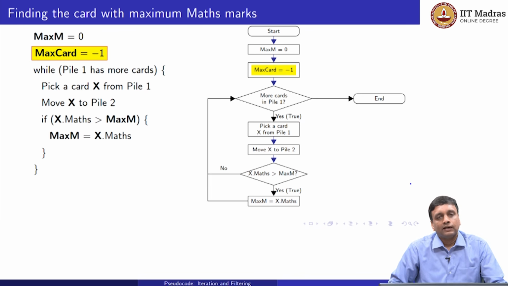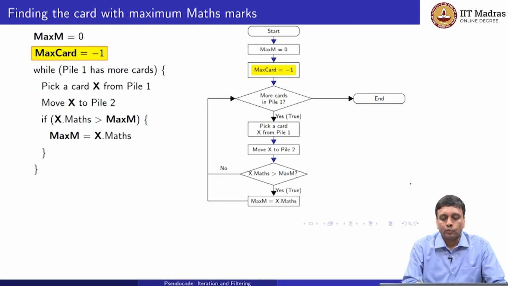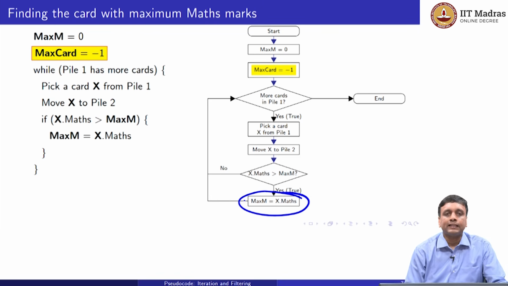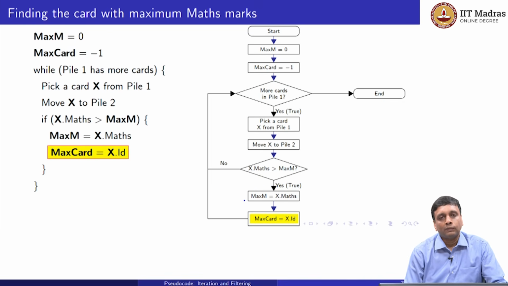Having initialized this, now we only have to do one more thing, which is to update this whenever we find a new card. So whenever we do this update, where we reset the maximum marks, we should also reset the maximum card, right? So we add one more step inside that section, which says not only update max m to x dot card, x dot maths, but also replace max card by x dot id, that is the id of the current card. So by adding this one extra variable initialized to -1 and updated every time we replace the maximum marks by the current card marks, we can keep track of not just the maximum marks, but also which card corresponds to the maximum marks.